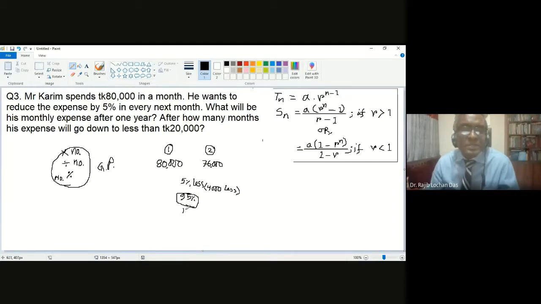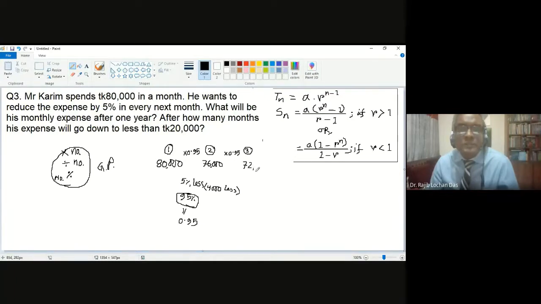So 95% is actually 0.95. So if you multiply by 0.95, then it will be 76,000. And in the next month, third month, again you can multiply by 0.95. So 0.95 means 5% less. So next month amount will be some less. What will be the amount?